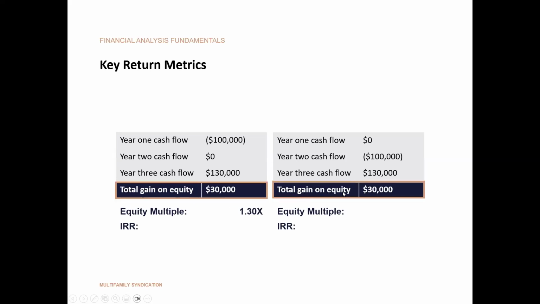Same total gain on equity in the second scenario of $30,000. But the IRRs this time: 14% in the first scenario, same equity multiple in the second scenario, but an IRR of 30%. Again, because of the timing of the cash flows. In this situation, the capital wasn't invested until the second year, and then we got all the return of capital in back-to-back years. That gave us a really, really strong IRR, but at the end of the day, dollar for dollar, the two investments returned the same total return.